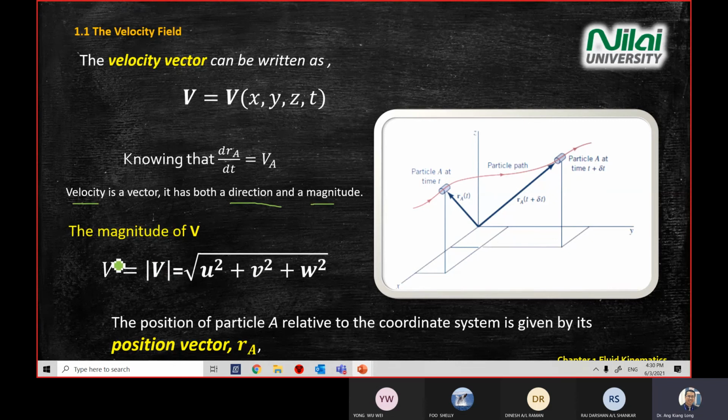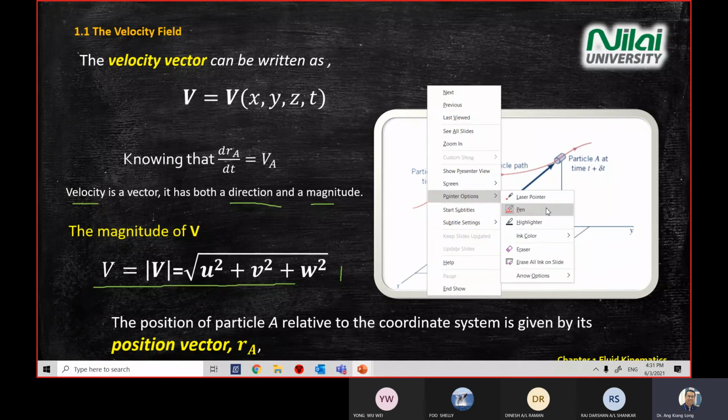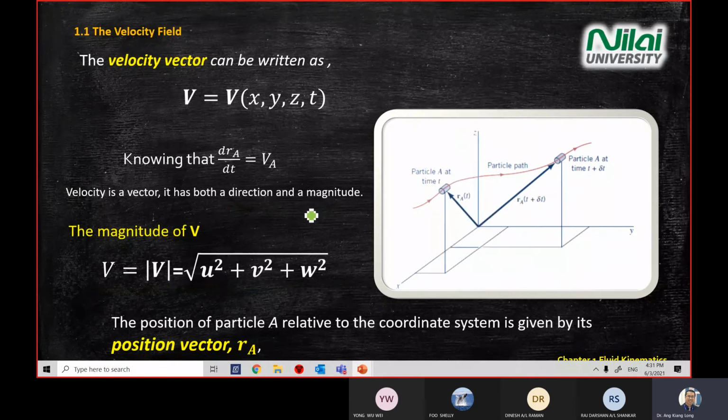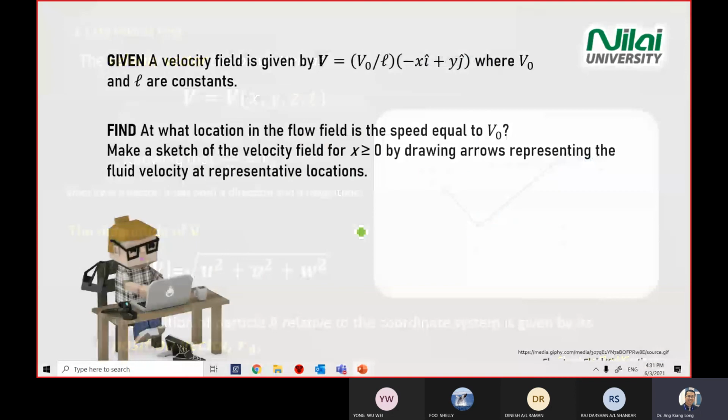Remember, if you are told to solve for the magnitude of a certain vector, write this symbol, two straight lines, |V| equal to the square root of u squared plus v squared plus w squared. By writing this equation, you score 1 mark. It's very easy to score for this module as long as you understand and write the general equation, you will score some marks there before you solve the question.